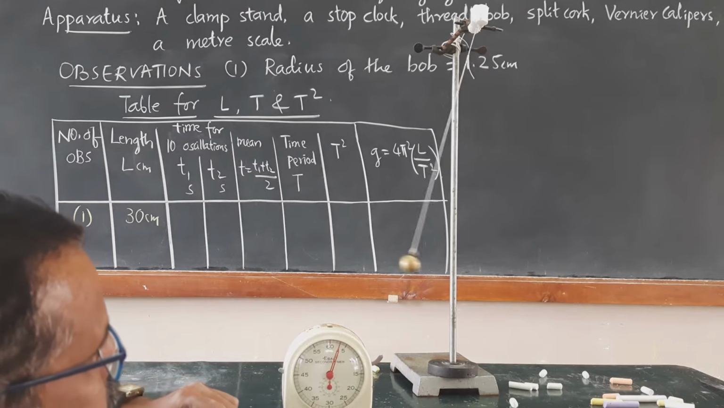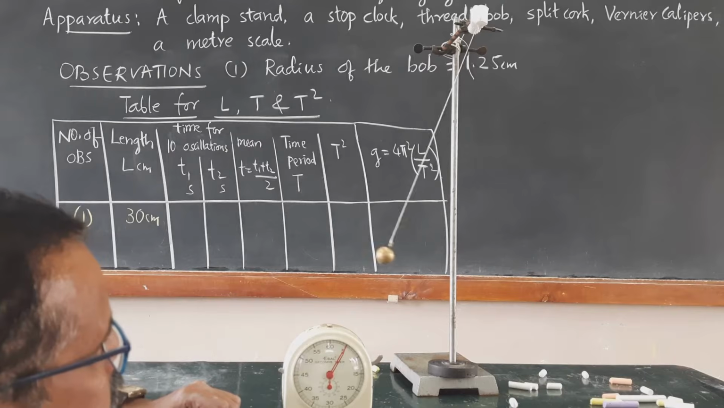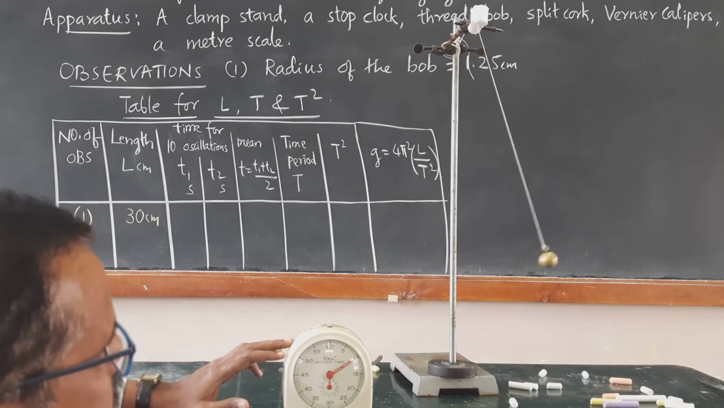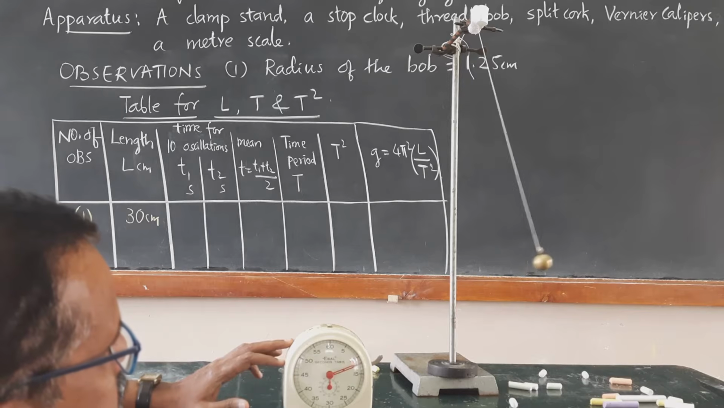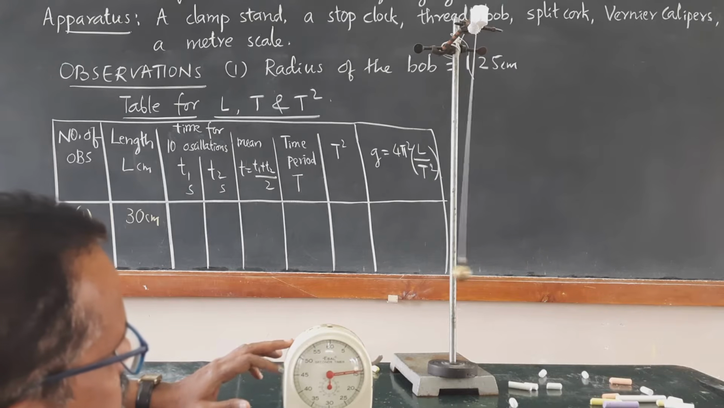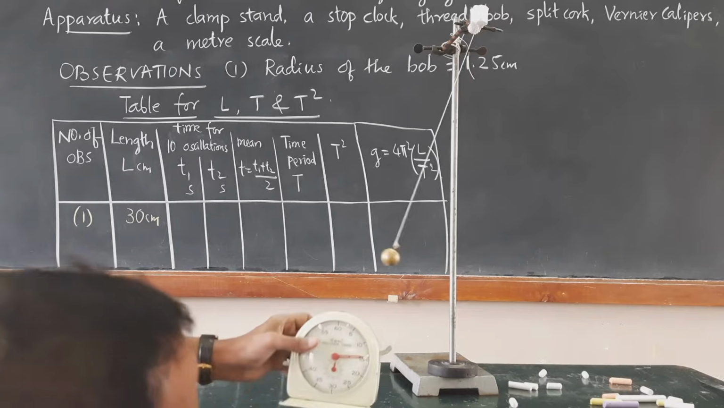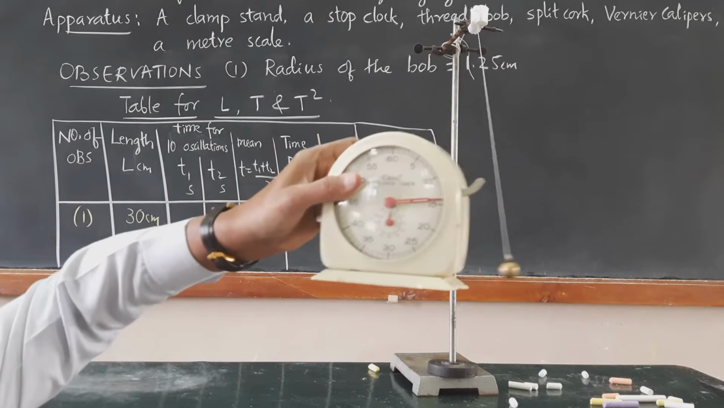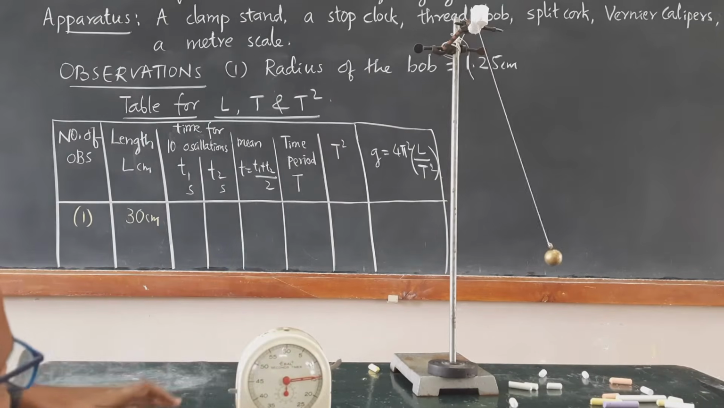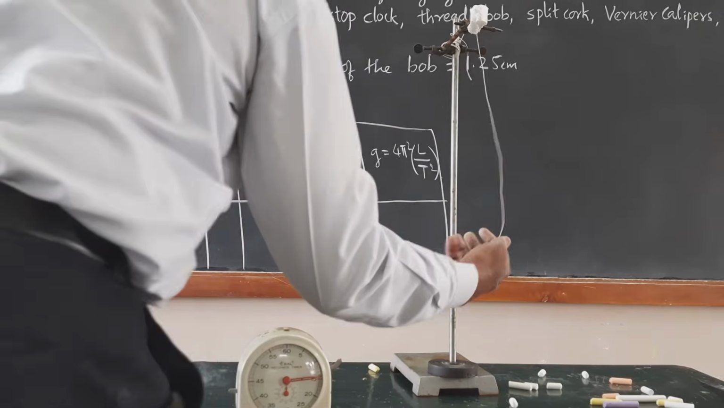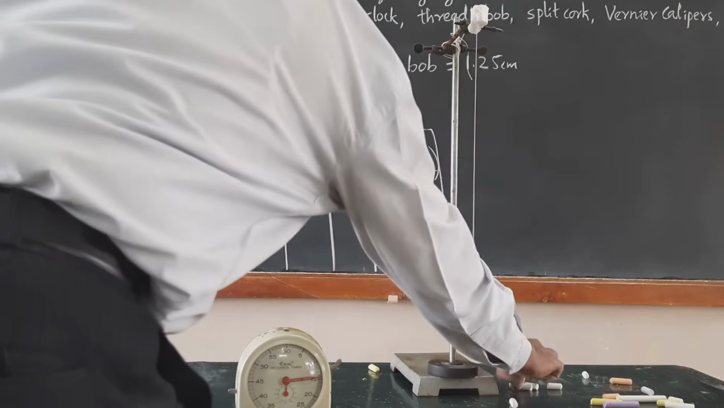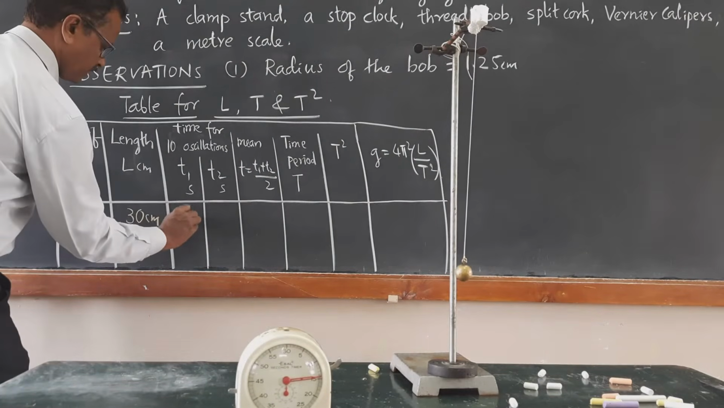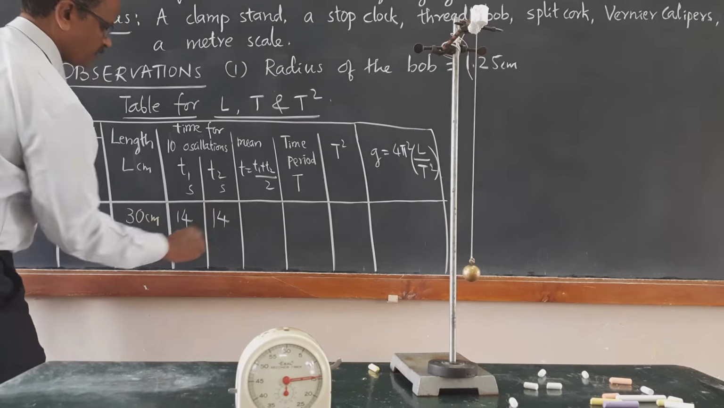1, 2, 3, 4, 5, 6, 7, 8, 9, 10. So again you can see it has taken 14 seconds. So for 30 centimeter length, the time taken for 10 oscillations is 14 seconds for both the readings.